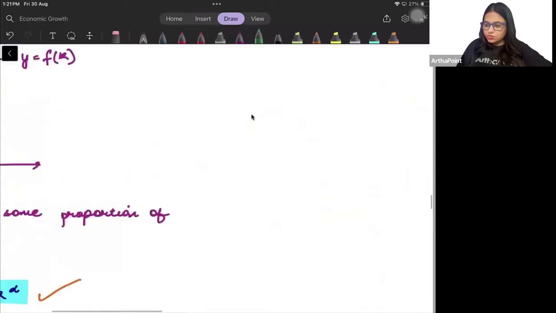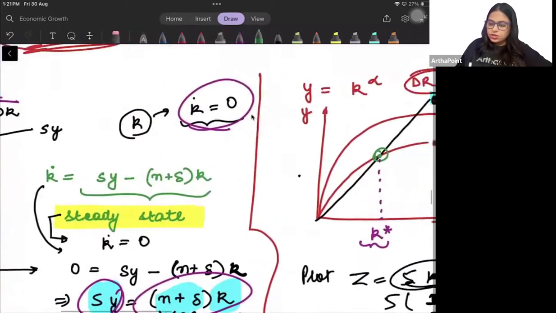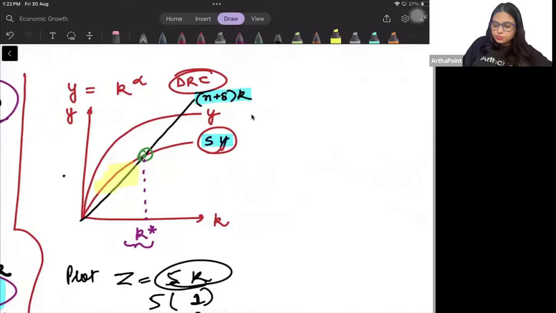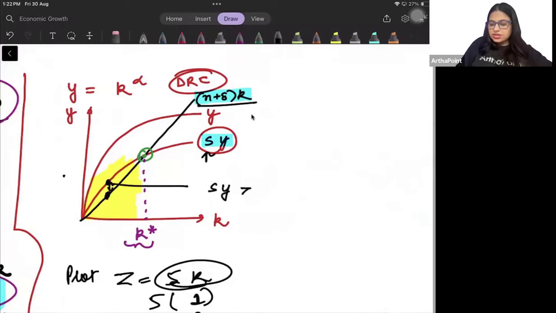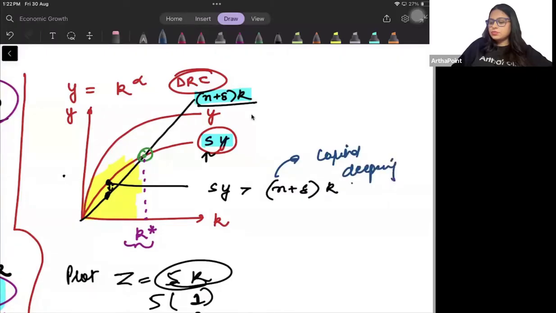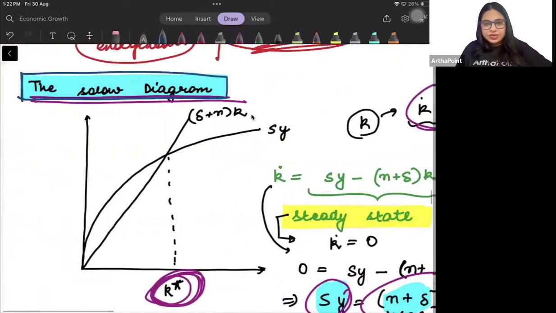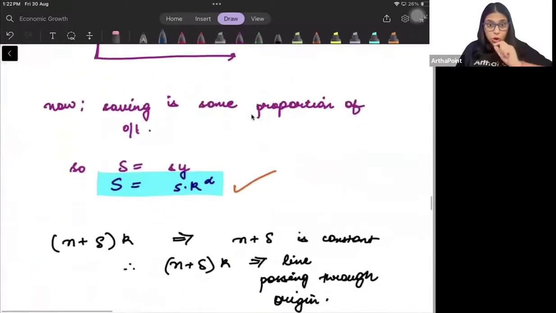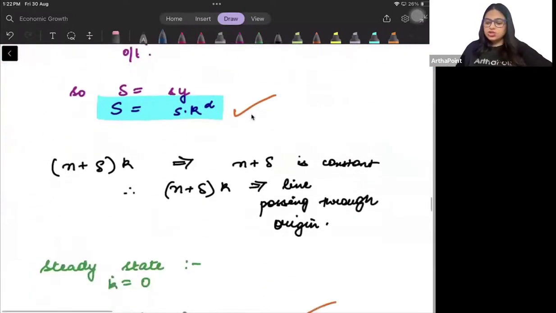माने in this region, in the diagram that we had plotted, in this region, यहां देखो, ये sy है, ये कर्व sy बताता है. This is n plus delta k. The gap is positive. So sy is greater than n plus delta k. This is called as capital deepening. So capital deepening is when this k dot, small k dot, capital per worker is changing over time.